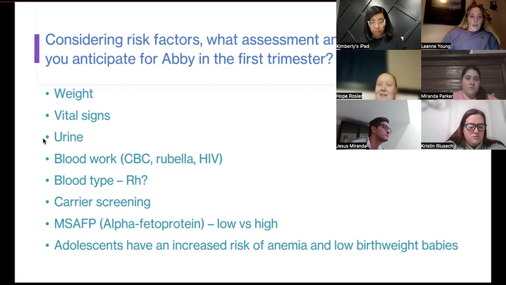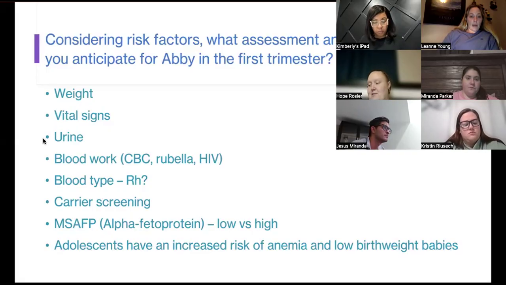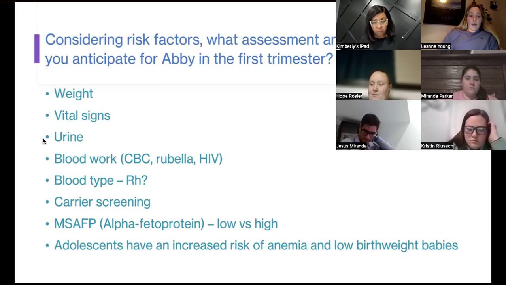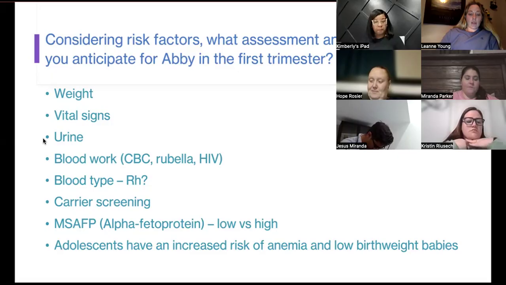We also want to see if this mom is willing to get a carrier screening to see if she's a carrier for anything like muscular dystrophy, Duchenne syndrome, anything like PKU, and stuff like that. The alpha fetoprotein, low versus high, we talked about that. And then our adolescents have an increased risk of anemia and low birth weight babies, which we talked about.